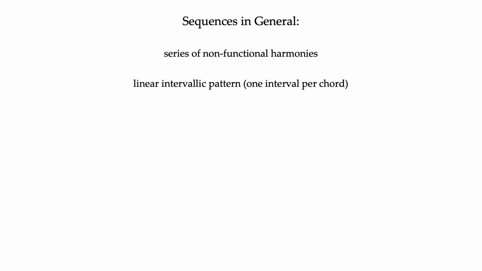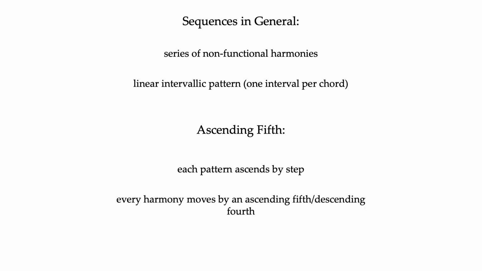So then recapping once more. Sequences in general are a series of non-functional harmonies governed by an intervallic pattern, an LIP. Specifically, with ascending fifth, we're talking about a model to copy relationship going up a step. So it's similar to ascending step and ascending 5-6 progressions, where the whole model gets transposed up a step. So the interval of transposition is the same. But what's different about ascending fifth compared to ascending step is that every harmony in ascending fifth is moving up by a fifth or descending by a fourth.